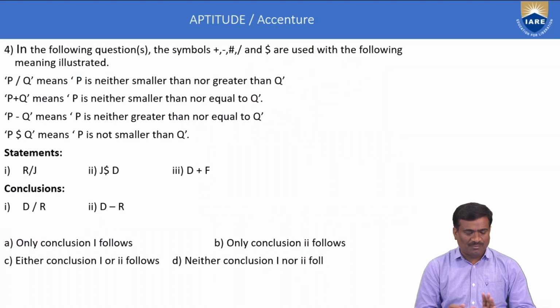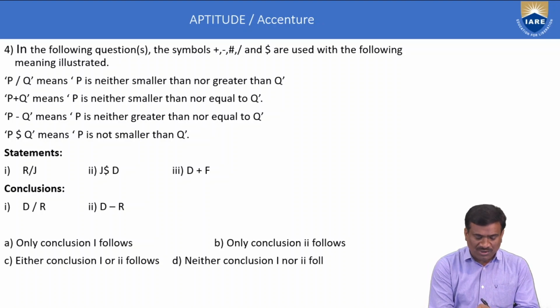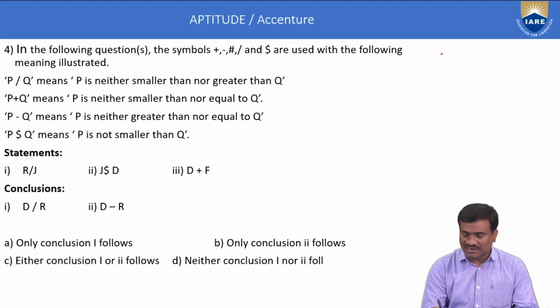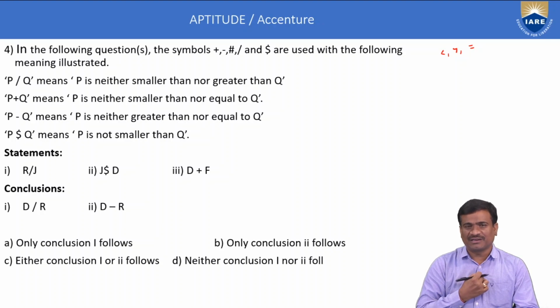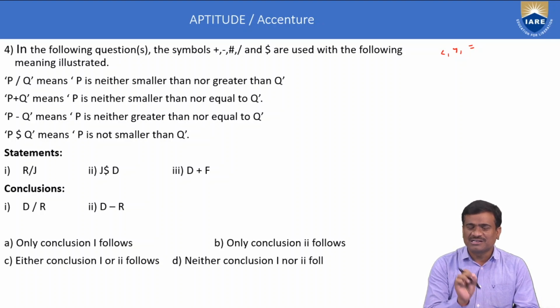Next, example number 4. Statements and conclusions with symbol notation. Statement 1: P by Q means P is neither smaller than nor greater than Q. Comparison test means less than operator, greater than operator, equal to operator. This problem depends only on three operators: less than, greater than, equal to. First method, convert symbols into operators. Next, apply the statements and then check the conclusions. This is about statements and conclusions with symbol notation.